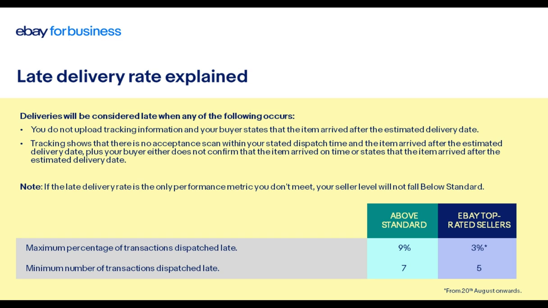Late delivery rate explained. For a transaction to be considered not on time, one of the following must be true. You mustn't have provided tracking and your buyer says that the item arrived after the estimated delivery date. You provide tracking that shows an acceptance after your dispatch time and the item arrives late, or the buyer does not confirm the item arrived on time.